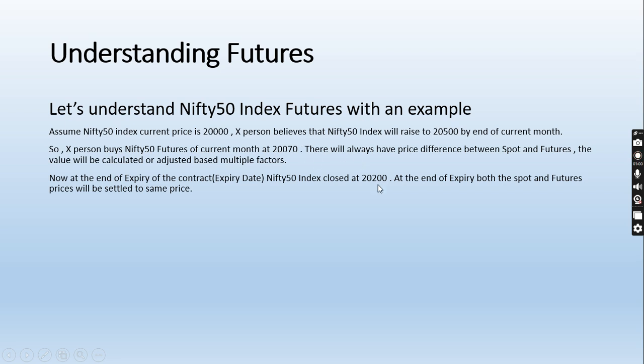So how does the difference become zero? At the time of entry, we have a 70 rupee difference. This value will decrease with every day that passes. After 2 days, it will decrease to 60, then it goes to 50, 40, and so on. At the end of the expiry, this value will converge and the difference between the spot and futures will be zero.